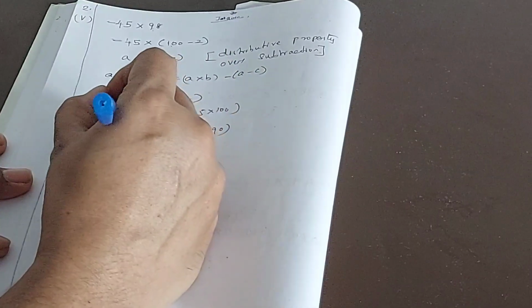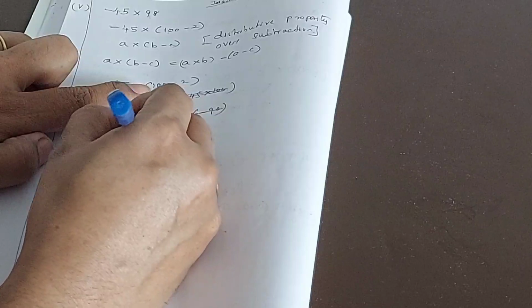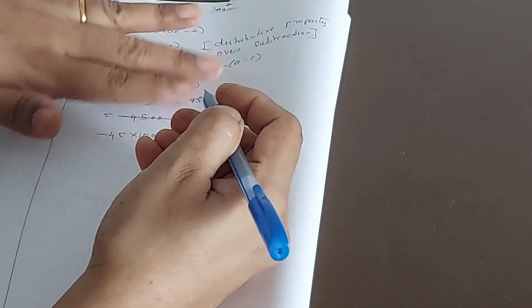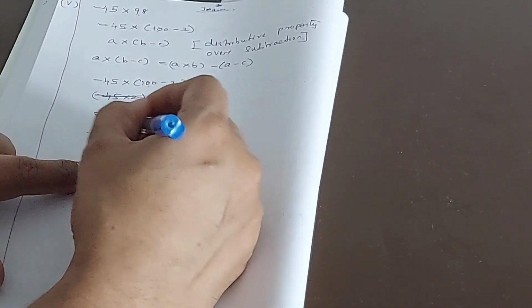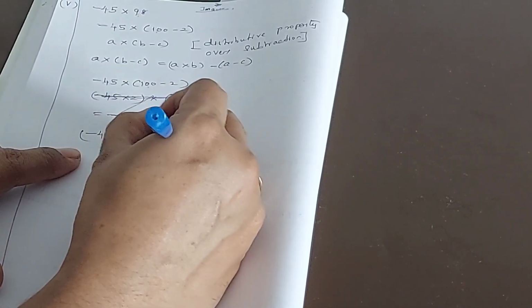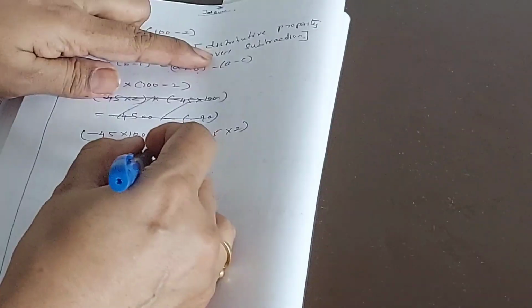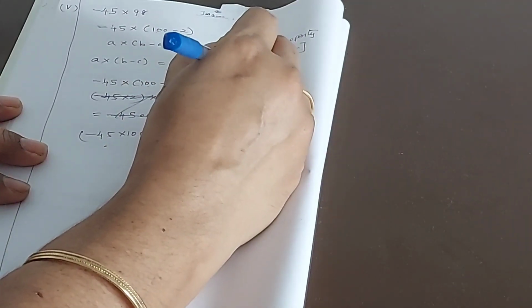Sorry, extremely sorry. I'll start from the beginning. Minus 45 is here and the first term is 100, so I multiplied the 2 first and then the 100, and it came out wrongly. So forget the steps and start from this: minus 45 into 100 minus 45 into 2, that is A cross B minus A multiplied by C.